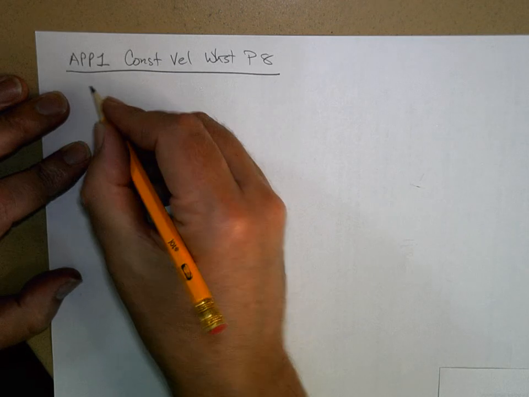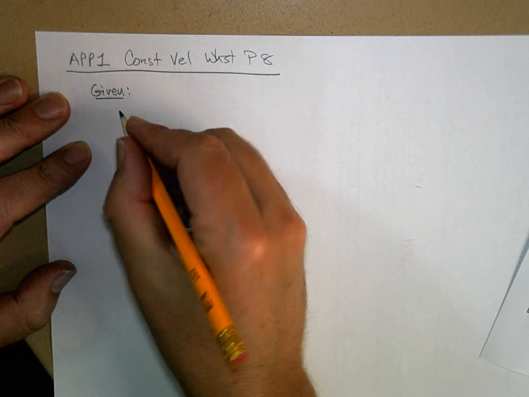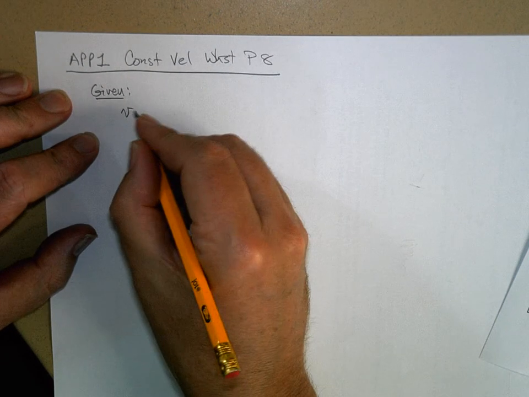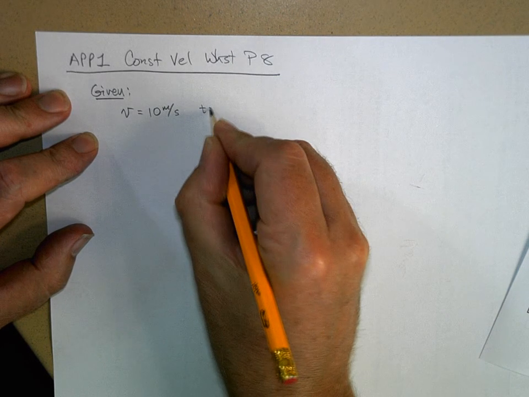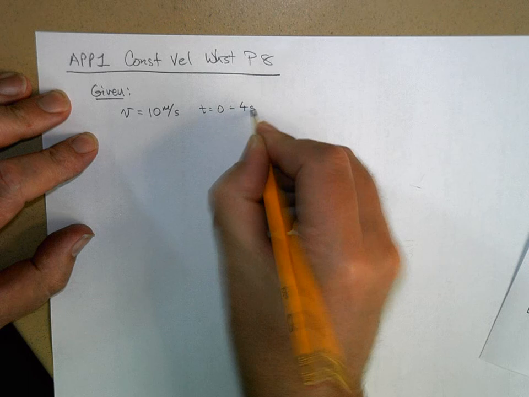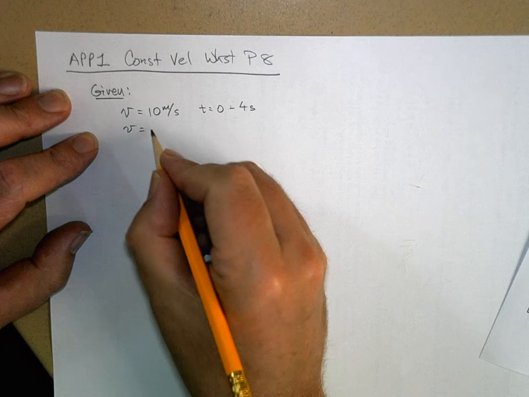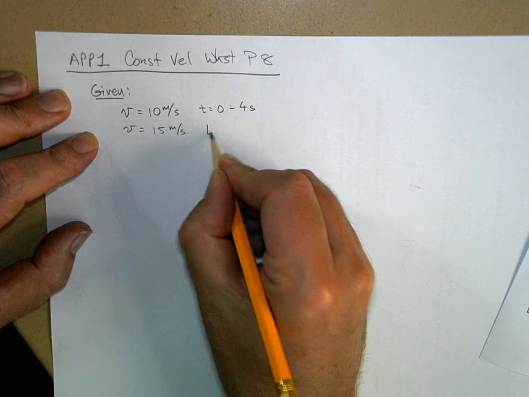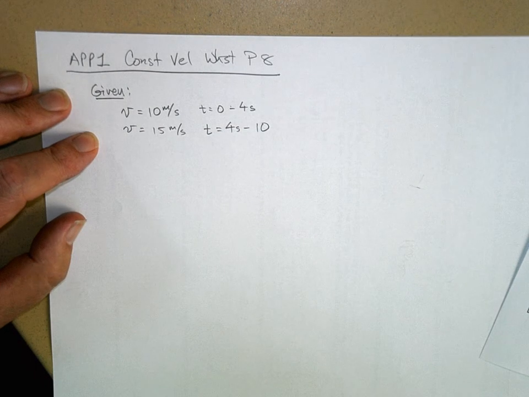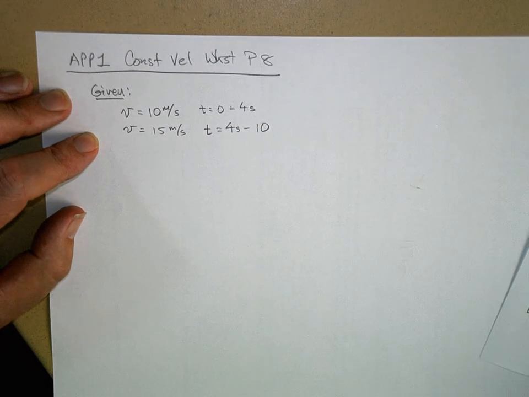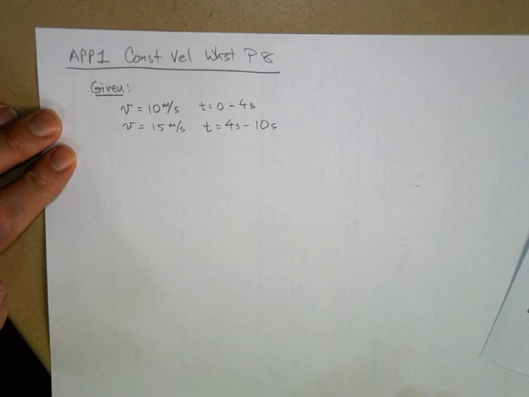Okay, so let's see. Here's what's given. So we know that the velocity equals 10 meters per second for t equals 0 to 4 seconds, and then the velocity equals 15 meters per second for t equals, well, we're going to instantly change it at 4 seconds and go all the way out to 10 seconds. Oh, because it says for 6 seconds. So that would take us out to 10 seconds.